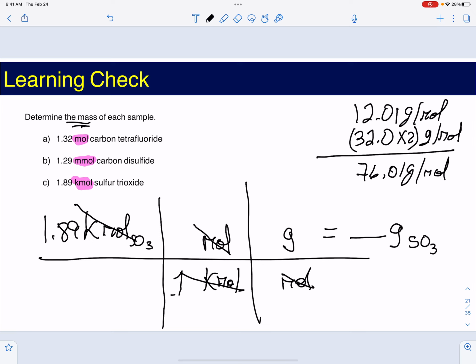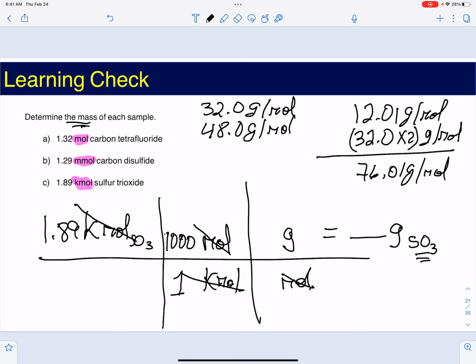1 kilomoles equals 1,000 moles, or 10 to the third. And we're talking about sulfur trioxide. So we're going to have 1 sulfur, 32.0 grams per mole. And 3 oxygens, which is going to be 48.0 grams per mole. Each oxygen is 16 times 3, 48. When we put all that together, that's going to be 80 grams per mole. 1 mole, 80.0 grams per mole.